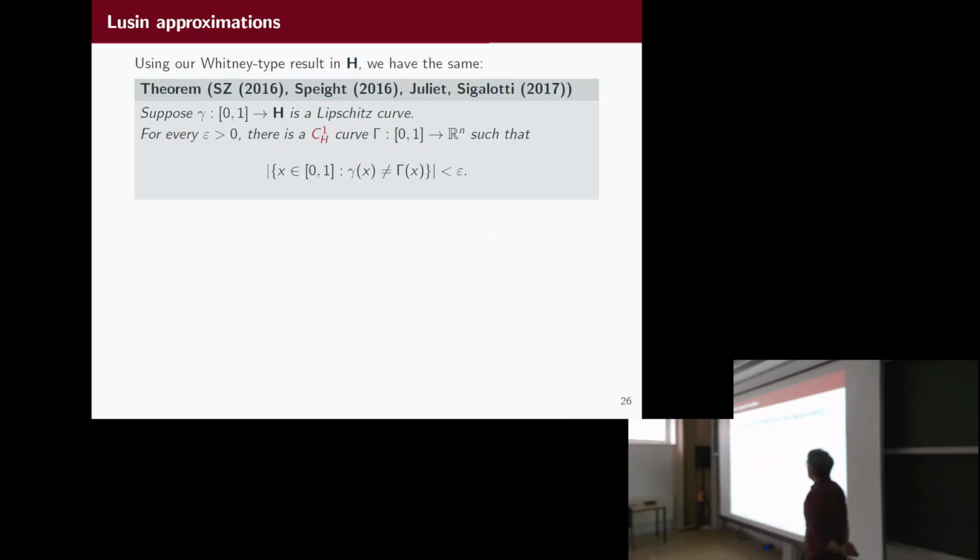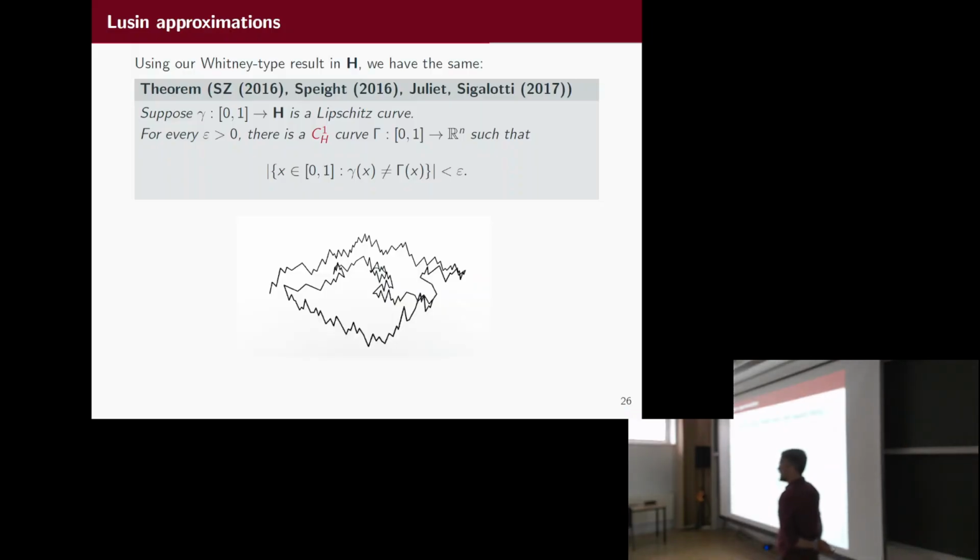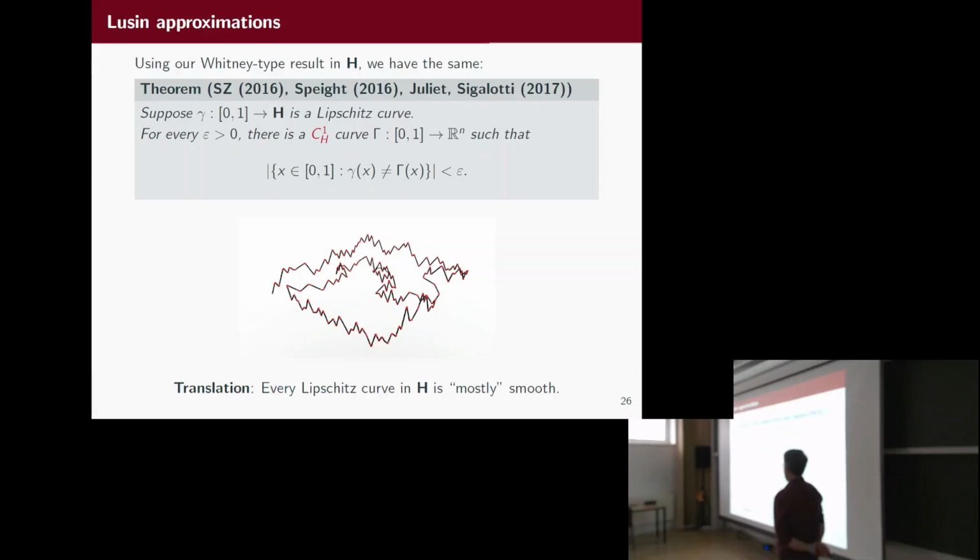Turns out in the Heisenberg group, it still works. If you have a Lipschitz curve in the Heisenberg group, then for every epsilon greater than 0, there is a C1 horizontal curve, where C1h means C1 horizontal curve, so that the set of times where they're different has measure as small as you want. So it's this picture again. This picture again works. If this was a horizontal curve, it again works in the Heisenberg group. Great. Every Lipschitz curve in H is mostly smooth.